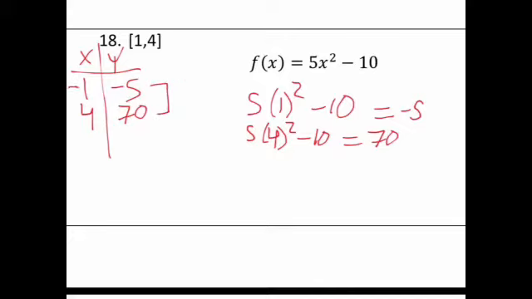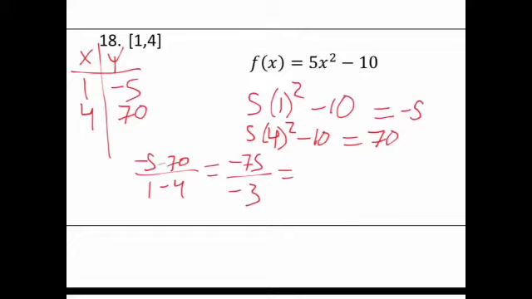We need to subtract our y's, subtract our x's to get our slope. So you can do -5 minus 70, over 1 minus 4, compute that out. On the bottom you're getting -3. -5 minus 70 is -75. And if you divide -75 by -3, you're going to get 25. And that's my average rate of change.